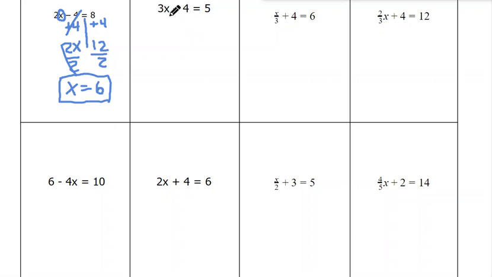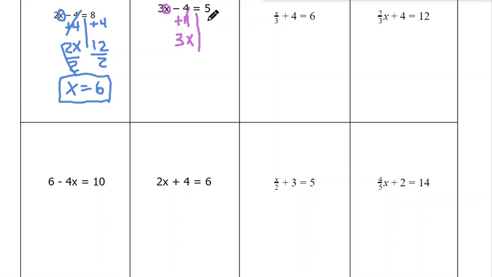Let's try the second problem. I have 3x minus 4 equals 5. I want to get this x all by itself. That's my whole goal in an equation, to get that variable by itself. I get rid of the number that's not next to the variable first. So I see it's a minus 4. I want to do the opposite, which is a plus 4. Those cancel out, and that's going to leave me with 3x over here. Just bring that 3x down.